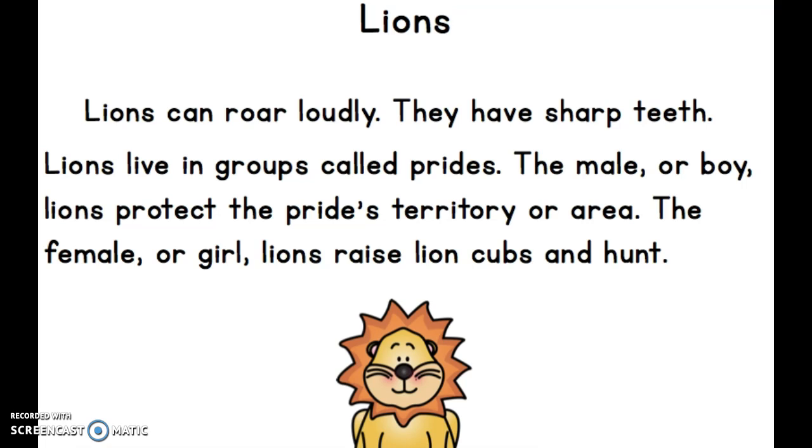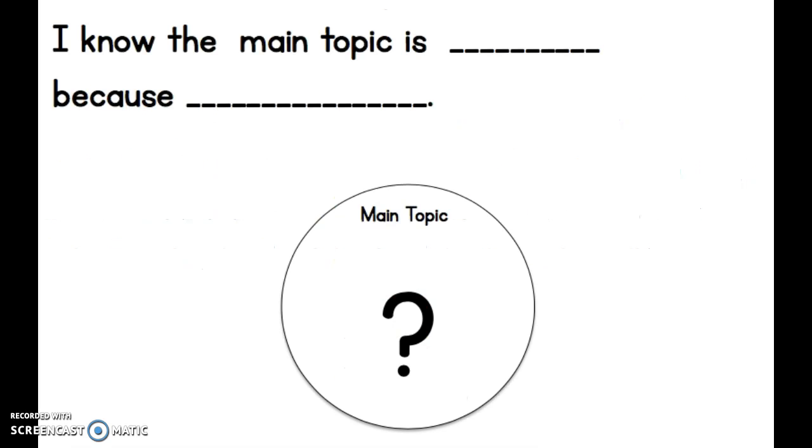Lions. Lions can roar loudly. They have sharp teeth. Lions live in groups called prides. The male, or boy, lions protect the pride's territory or area. The female, or girl, lions raise lion cubs and hunt. Okay, go ahead and write what the main topic is and tell me how you know that.